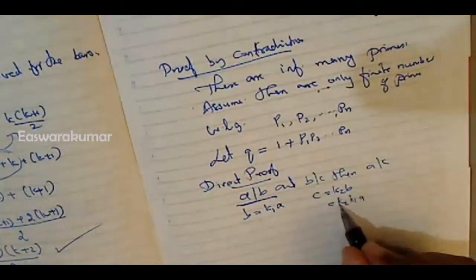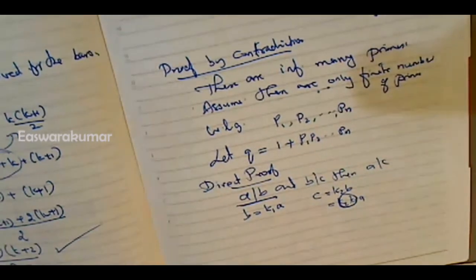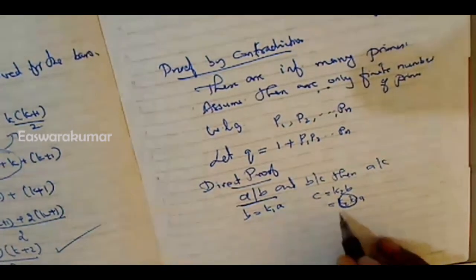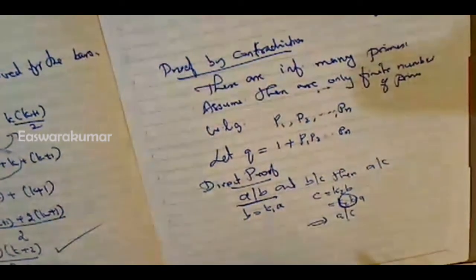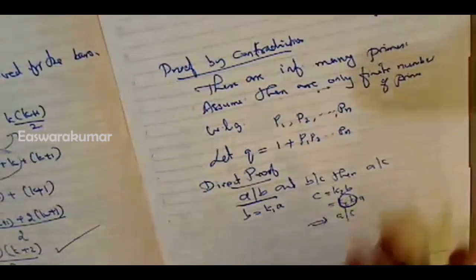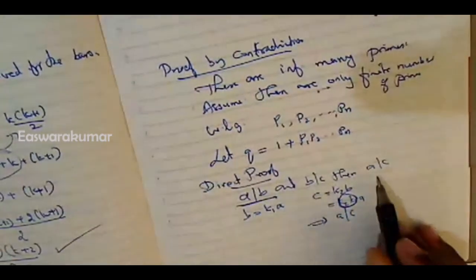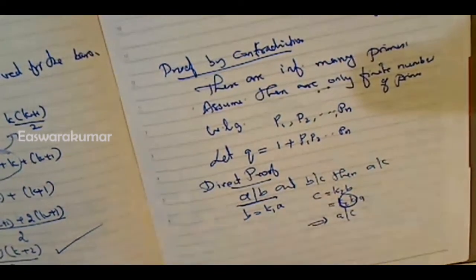K1 is a constant, K2 is a constant. So K1 into K2 is also a constant. So C equals some constant multiple of A, that implies A divides C. So based on whatever properties or axioms are given, we straight away apply them, and finally we get the answer. That is what is called direct proof. I think these three proof techniques would be sufficient for our course of study.